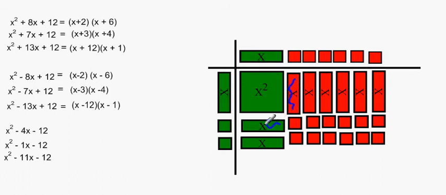This one here and this one here cancel each other out. That's a 0 pair. This one here and this one here cancel each other out. That's a 0 pair. So what I'm left with is x squared and 1, 2, 3, 4 negative x's. That's what I have here. And my negative 12, which is what I have here. So my answer to this question is going to be x plus 2 and x minus 6.